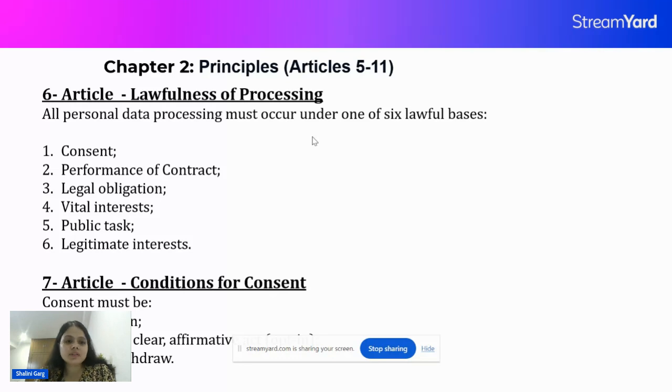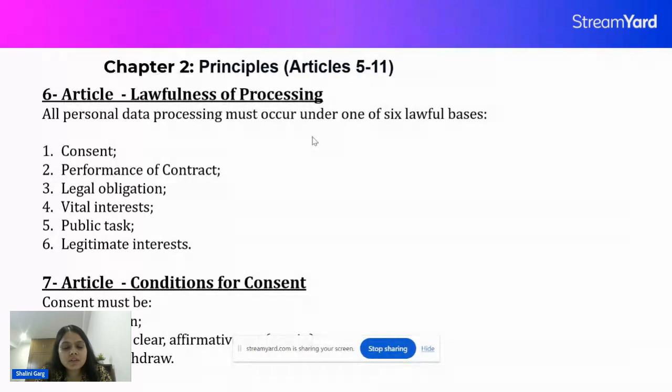Fourth is vital interest. Vital interest means it is related to a life and death situation of a person. So if the processing of personal data is so important that it comes under the vital interest to save a person. For example, a person has fainted and we have to process the data. For example, we have to take out the Aadhaar card or the card of a person where the name is written, where the phone number is written, and we have to call the person's emergency contact, then it will come under the vital interest.